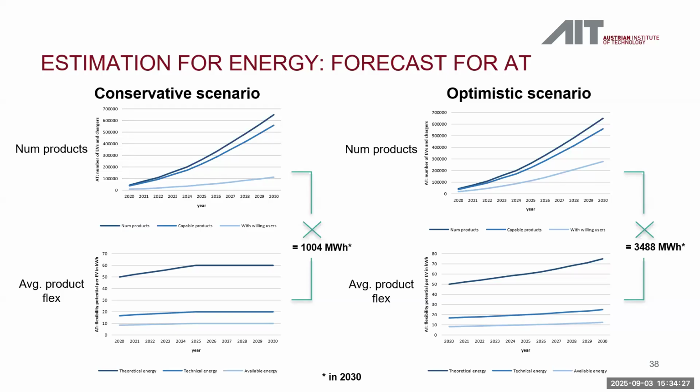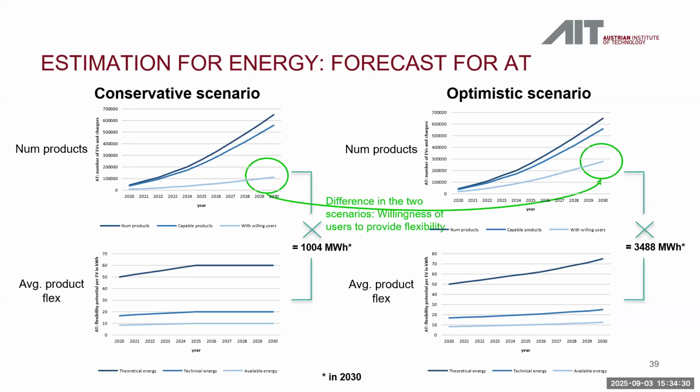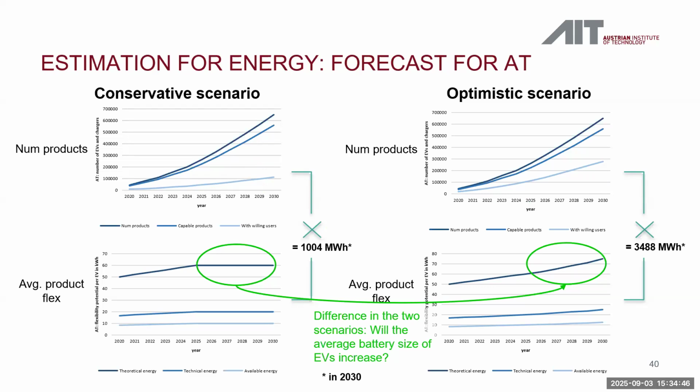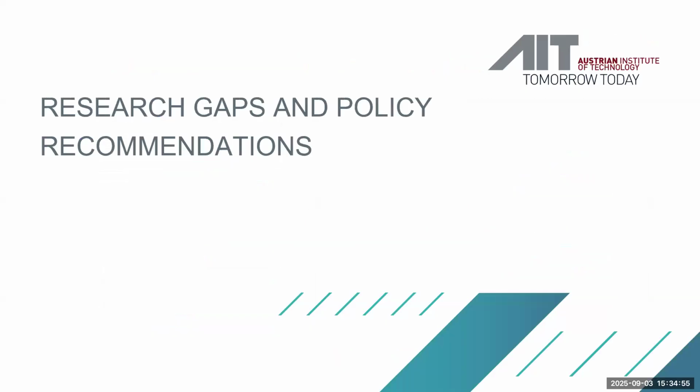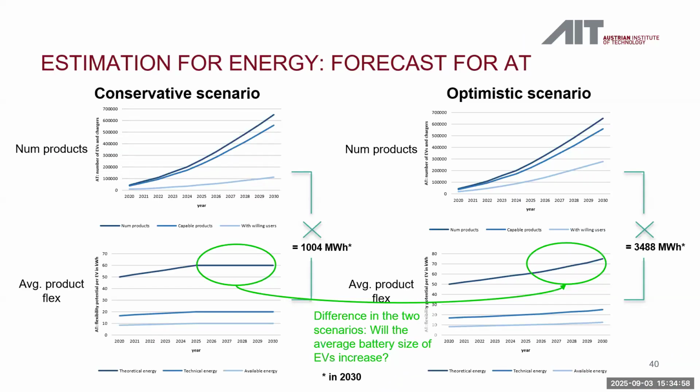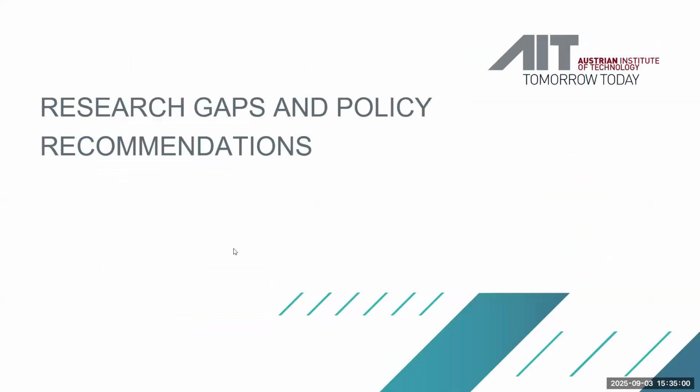Okay, then the next one. Yeah, the main difference here on the top is if users are willing to provide flexibility in general, which is dependent on the incentives. And on the lower side, the next slide, as I mentioned earlier, this is the difference where we ask ourselves, will the battery size of the EVs increase or not? And I think those are the final things. Yeah, thank you. I will give back to Regina.